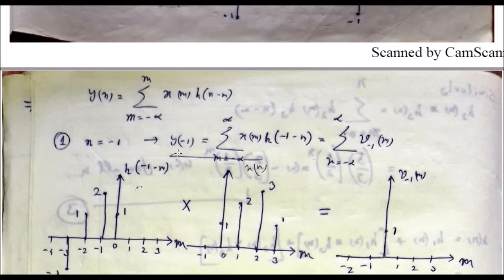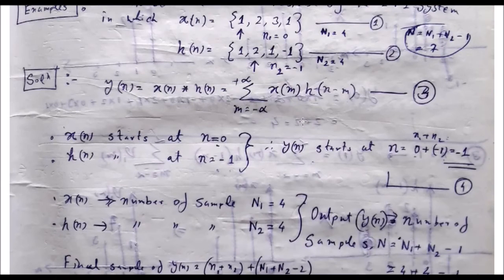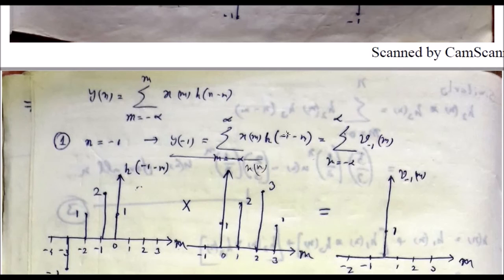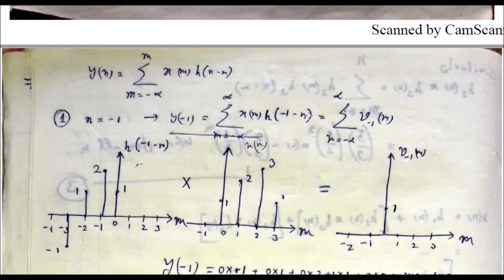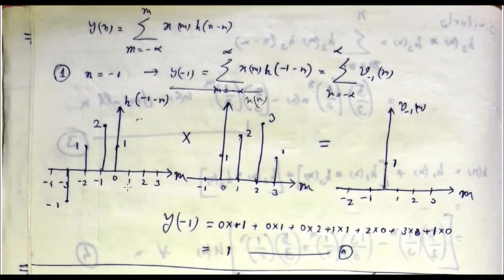In place of q, that is the shift version, you are placing minus 1. So you have to find out what will be the shifted version of the h minus m. H minus m was this.